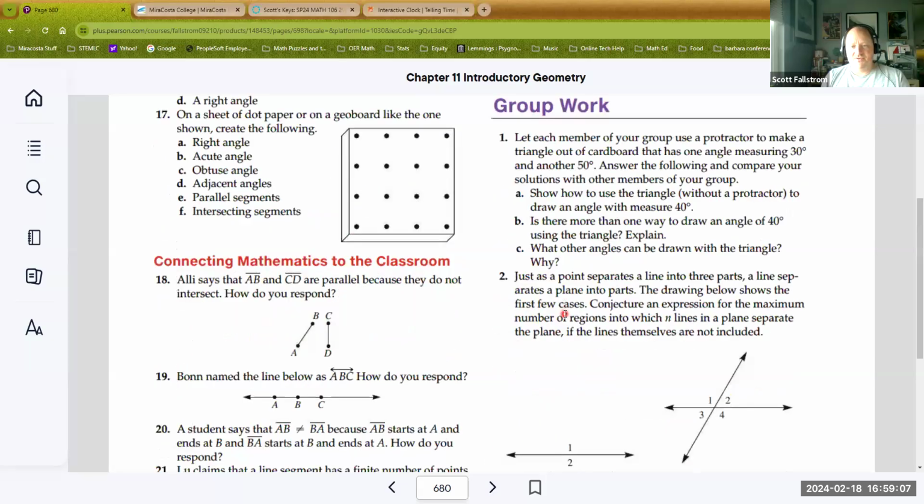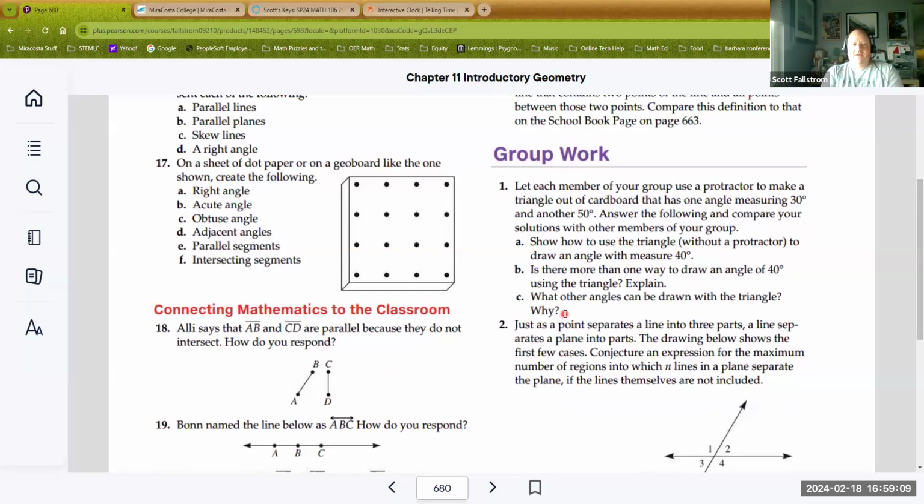All right. And then I asked you to do a group work one. And again, you absolutely can do this group work with someone else, but it means you have to actually go and construct these. So let's see here. What would that actually look like? Let me see if I can sketch it out.